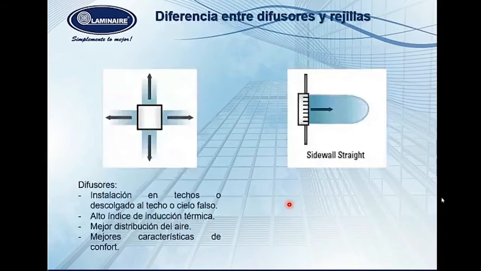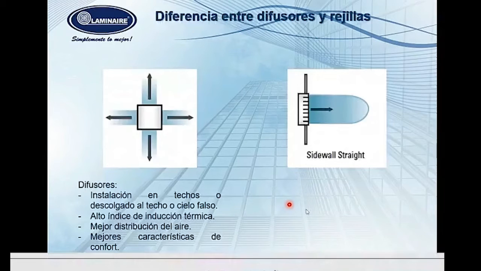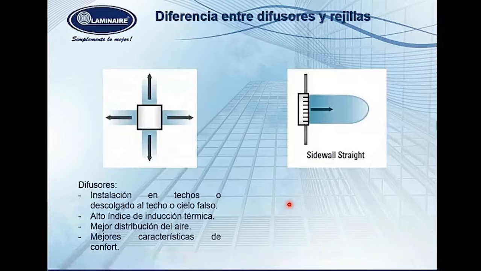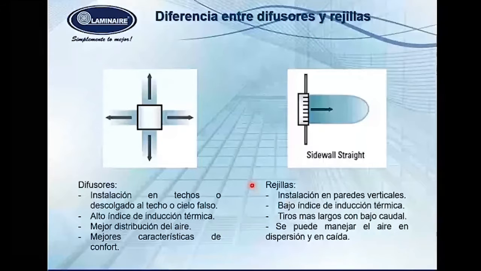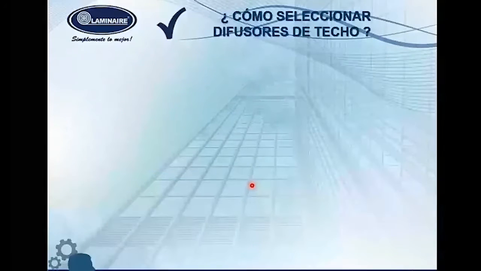The diffusers are elements in this case that are always installed in ceilings. They never have to be installed in vertical walls. They have better distribution rates. The grids are installed generally in vertical walls. They have a low index of thermic induction, and they can manage the air in this for the ceiling.